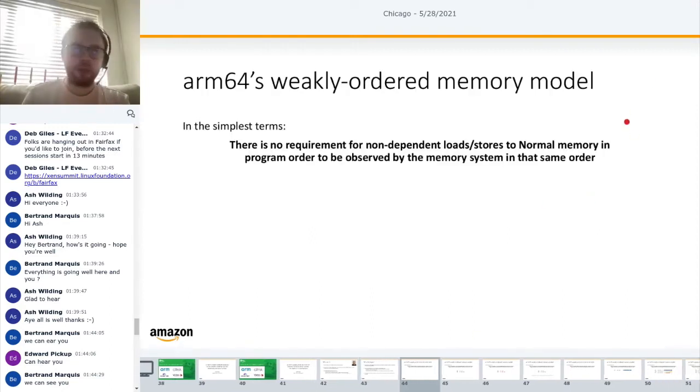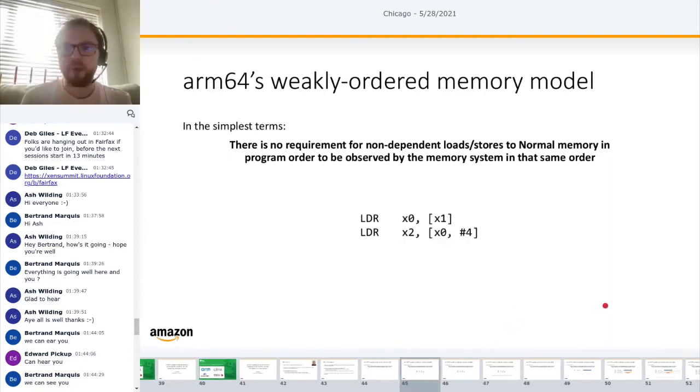So ARM's weakly ordered memory model, what does that actually mean? In the simplest terms, there is no requirement for non-dependent loads and stores to normal memory in program order to be observed by the memory system in that same order. That's quite a mouthful, so let's break it down a little bit. When we talk about non-dependent loads or stores, there are two different things we can talk about.